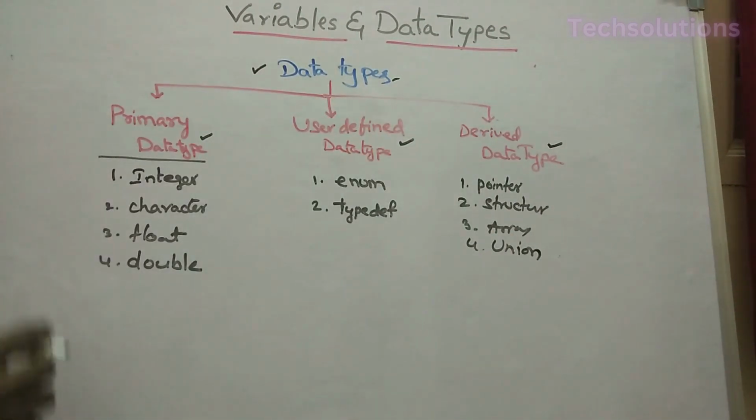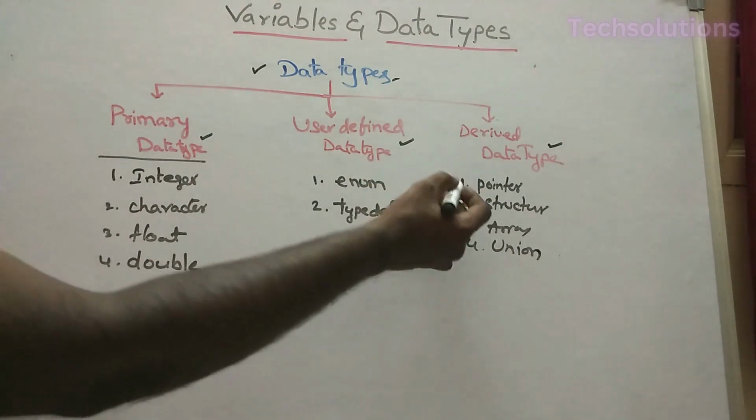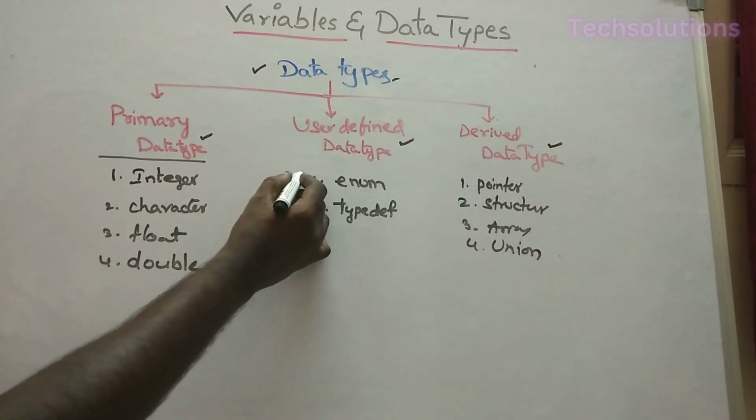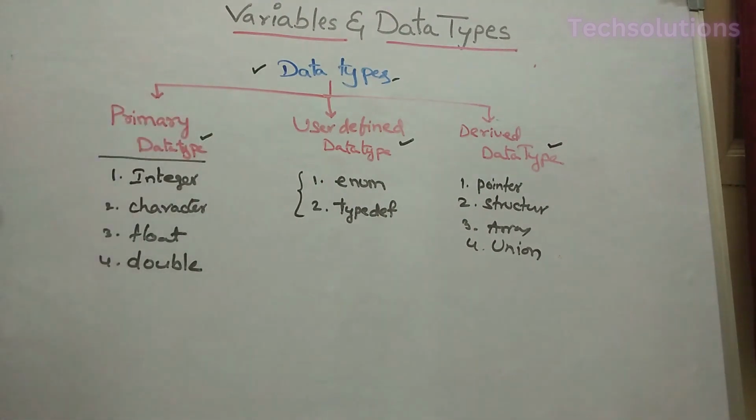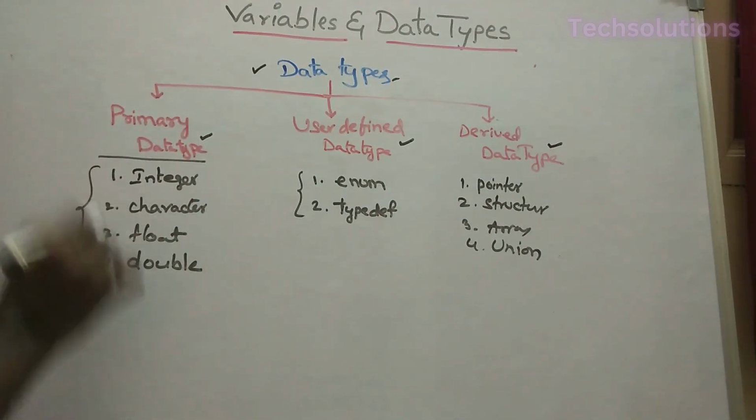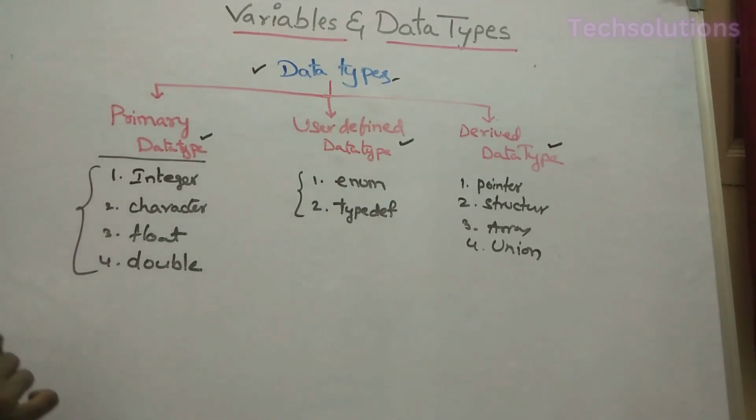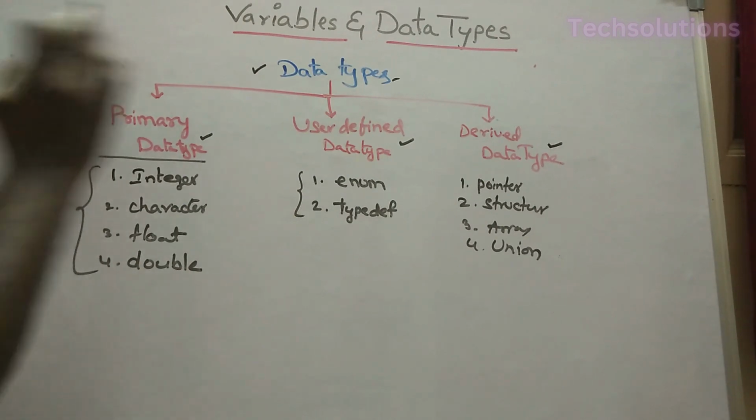These are all the derived data types, which means they already have separate derived data types, and these two are the user-defined data types, and these four are the primary data types. Right? Now, what is the need of these data types?